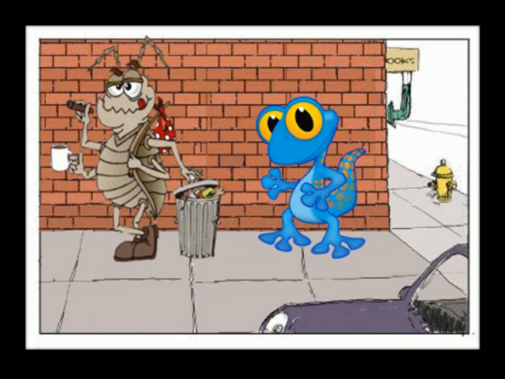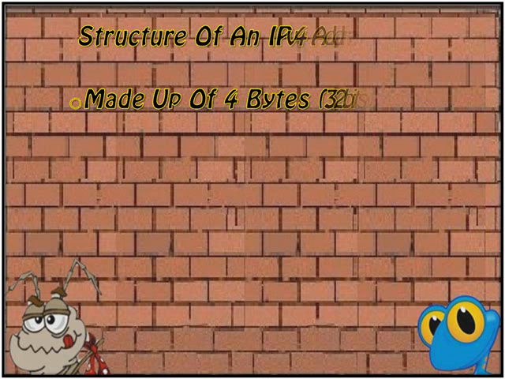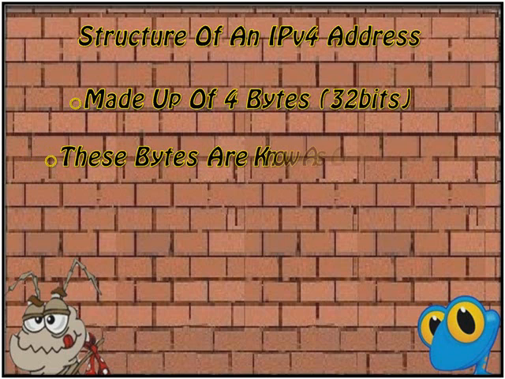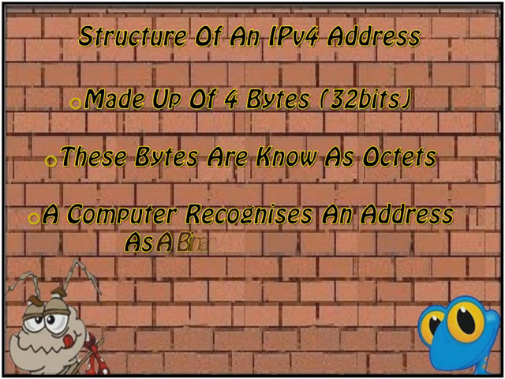Let's talk more about its structure. Why don't we tell them about the binary involved as well? Yeah, that sounds like a good idea. As we have mentioned, an IPv4 address is made up of 32 bits, which equates to 4 bytes. These bytes are known as octets. The computer recognises the address as a binary number.